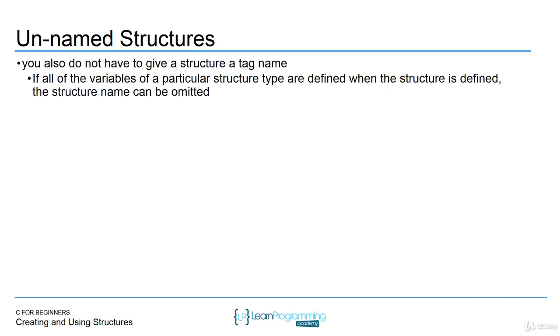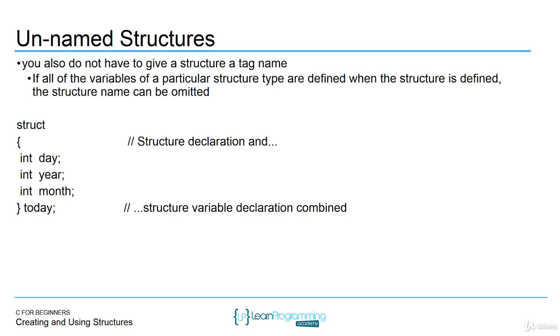Now, another way you could create a structure is you could create an unnamed structure. This is a little bit more limited because you can't do much with it, but you don't have to actually provide a tag name. Remember, the tag name is at the top right after the struct keyword. In the previous examples, the tag name was date. But you don't have to provide that. If all of the variables of a particular structure type are defined when the structure is defined, then the name can be omitted. What this really means is you're only going to use the structure one time and one time only. So we could just say struct int day, int year, int month, and then declare the variable in the same thing, but you'll notice there's no tag name there after the struct keyword.